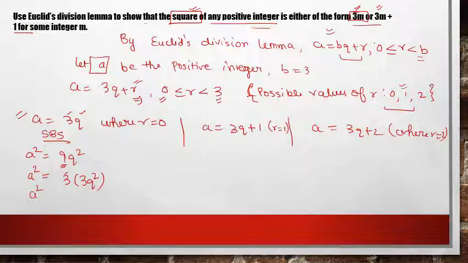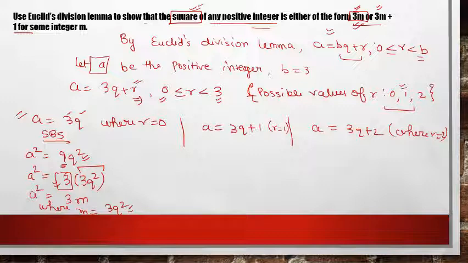Now whatever is left, you can make it as m, where m is some integer of the form 3q plus 3q square. So you have to prove the square of the number as 3m, right? But what we have got is 9q square. So to make it 3m, just take 3 as common. Whatever will be left, that will be your m.